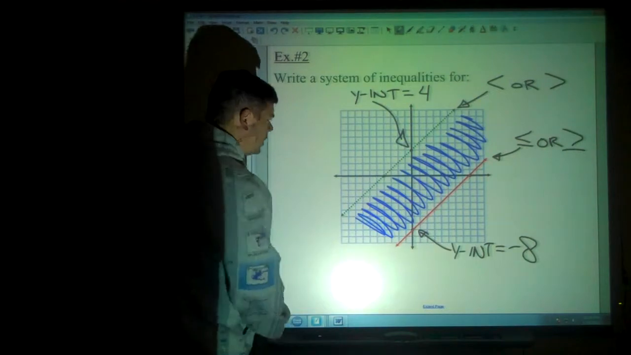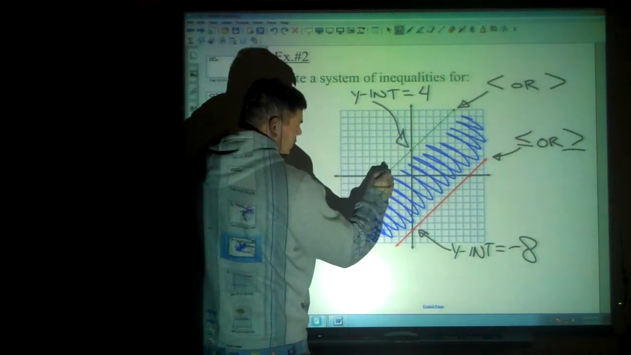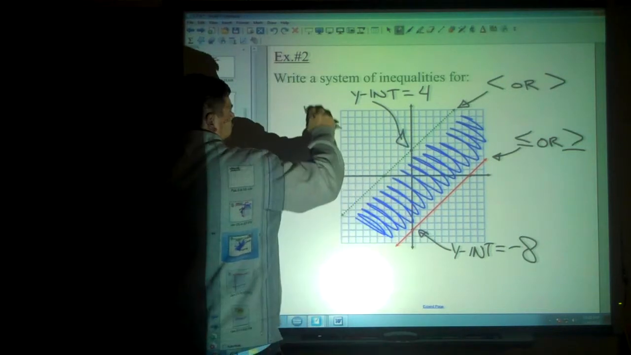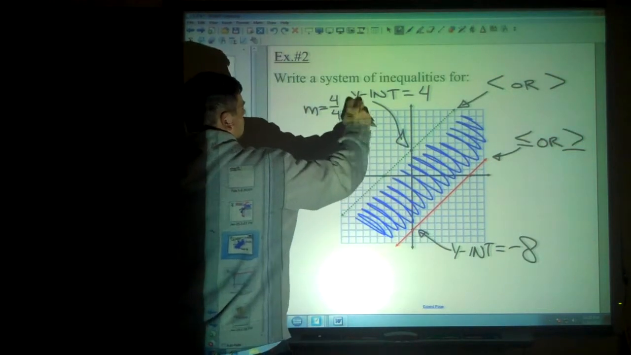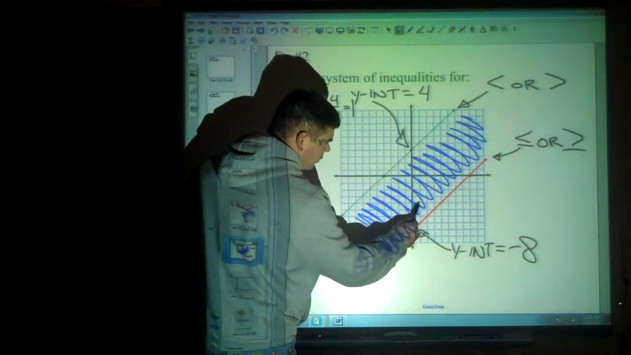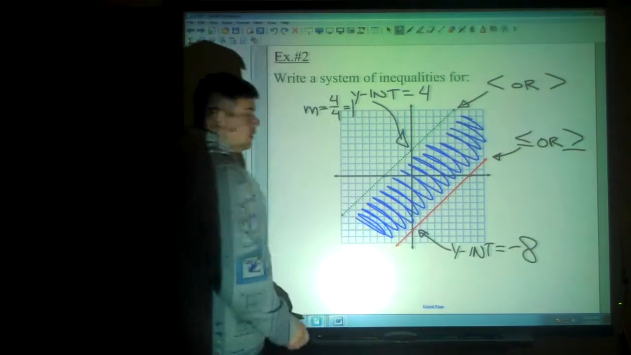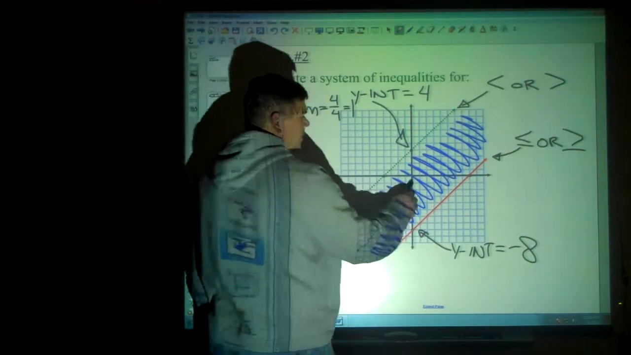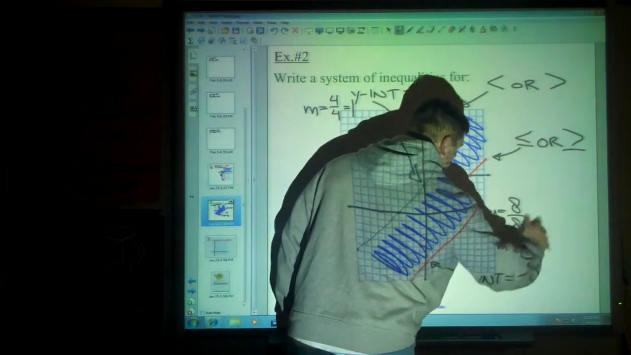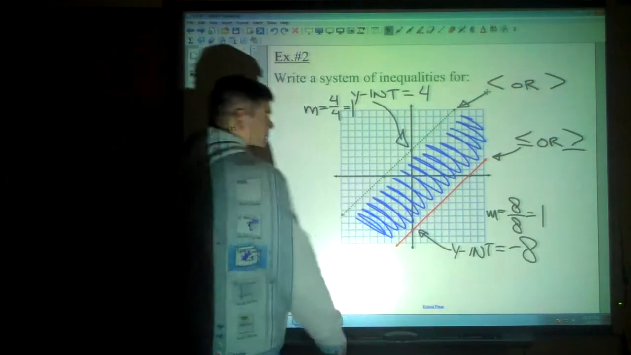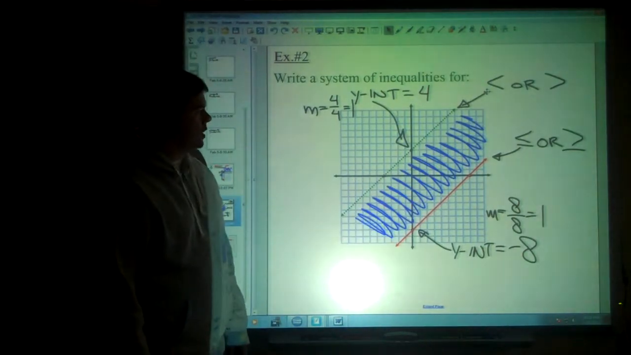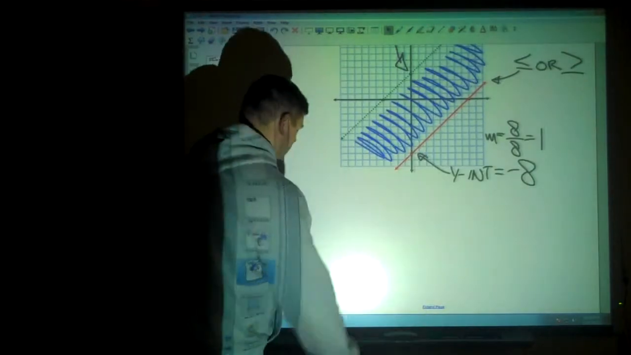Also, slope. It goes up 1, 2, 3, 4, 1, 2, 3, 4. So the slope is 4 over 4, which is equal to 1. And this one goes up 1, 2, 3, 4, 1, 2, 3, 4. Or you could say it goes up 8 and right 8. But either way, it's still equal to 1. Which means in reality, this line is parallel to that line. They just have different y-intercepts. So we have to make the two graphs.